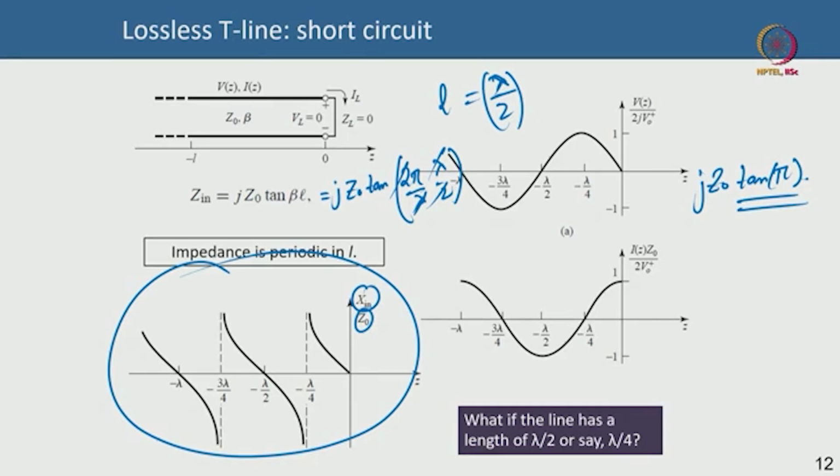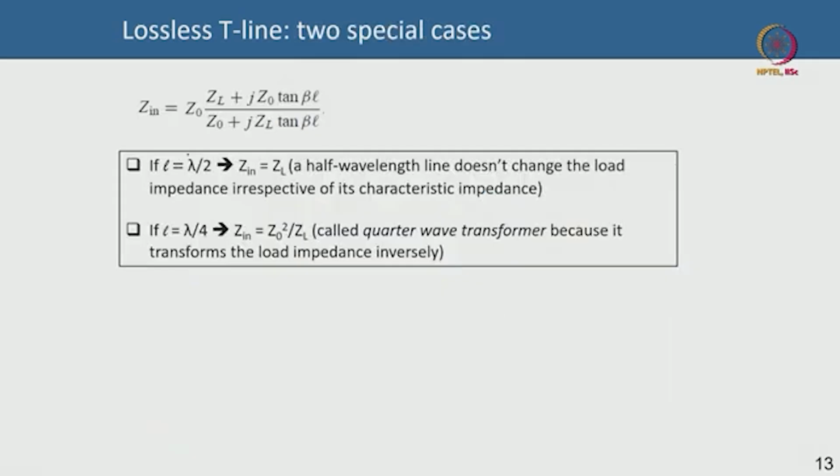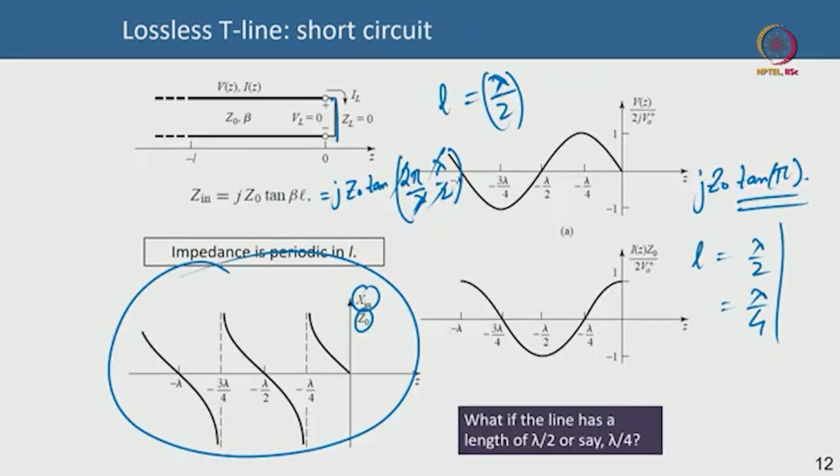Anyways, what I am saying is that if the length of the line is either lambda by 2 or, for instance, lambda by 4, you are going to get a very unique sort of impedance. If you have lambda by 2, you will have just j Z naught into tan of pi. If you take the magnitude of that, essentially it comes out to be ZL. That was the short circuit case, in which the input impedance looking into the line comes out to be that.